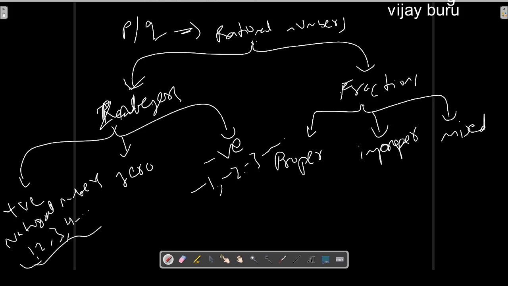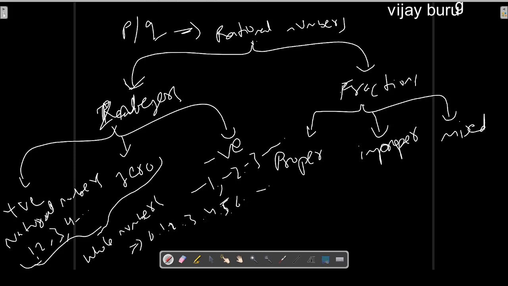Here the natural numbers along with zero are called whole numbers. I mean, whole numbers is equal to 0, 1, 2, 3, 4, 5, 6, and so on. The set from 0 to infinity is called whole numbers.